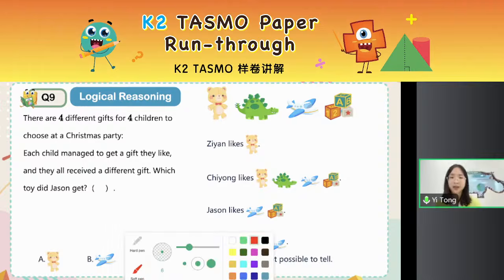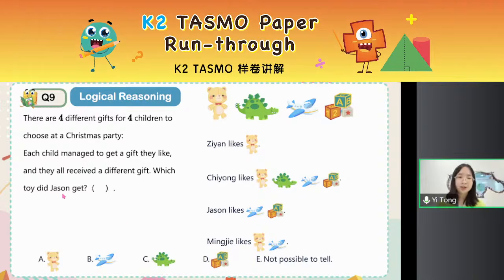Who do we want? We want the gift for Jason. For this question, let's start with the ones that we are most certain. Okay, so that means we have the fewest options. So look here. Who has the fewest options? It's Ziyan, right? Ziyan only likes teddy bear. So what should we give her?